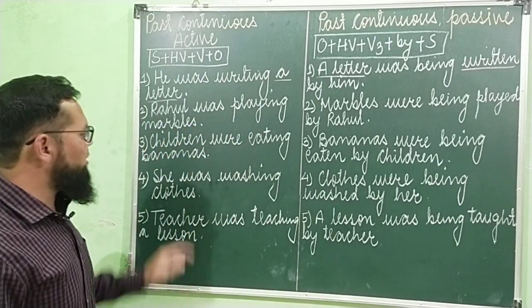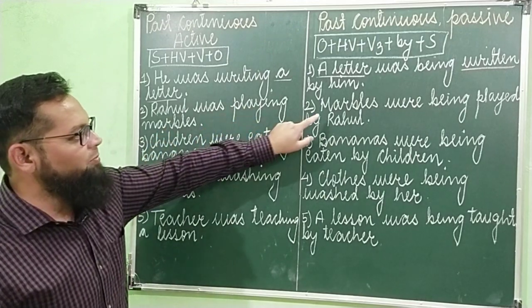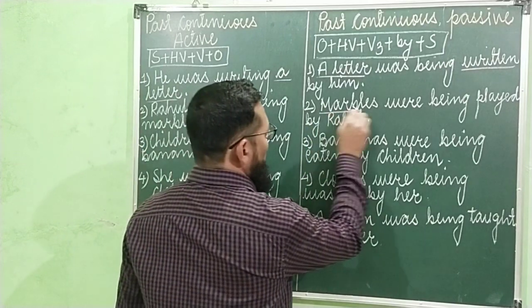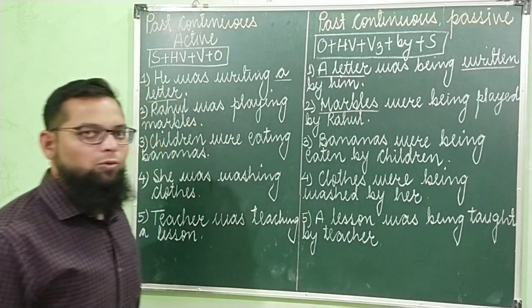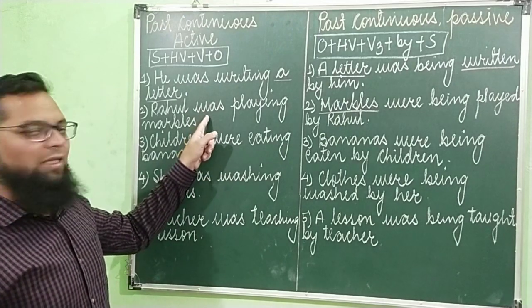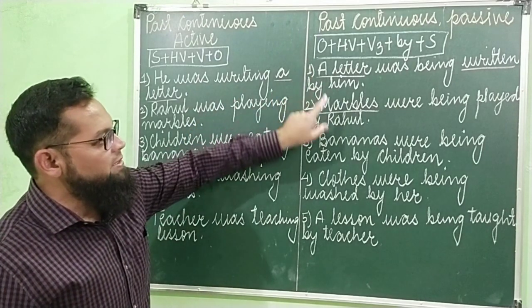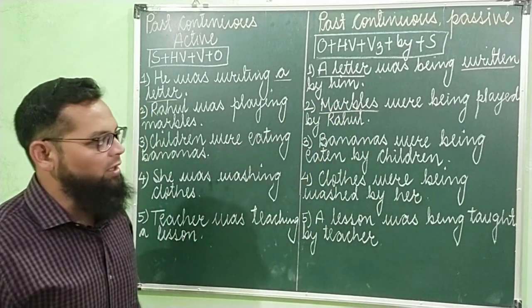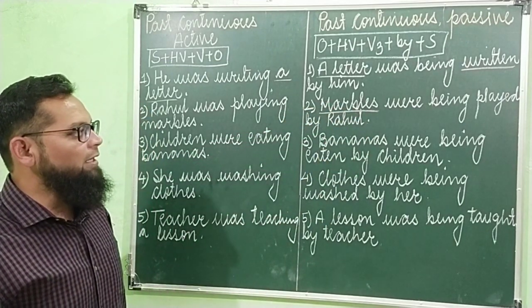What is the object here? Marbles. Passive voice में पहले हम लिखेंगे marbles. Okay, now say marbles is plural. With plural what do we use? Was or were? We have to use were. Though was is given in the active voice, लेकिन पैसिव में marbles जो है plural है, तो plural के साथ हम were being का इस्तेमाल करेंगे। Marbles were being played by Rahul.